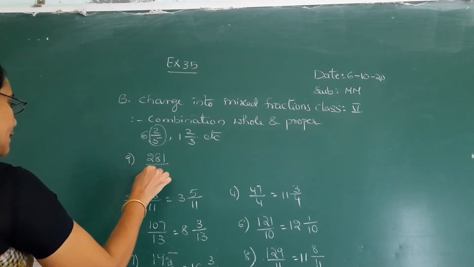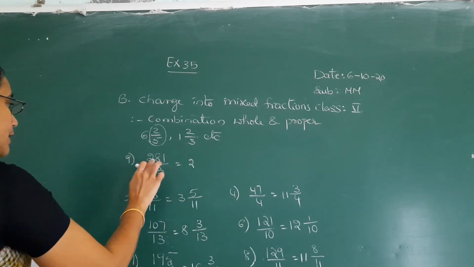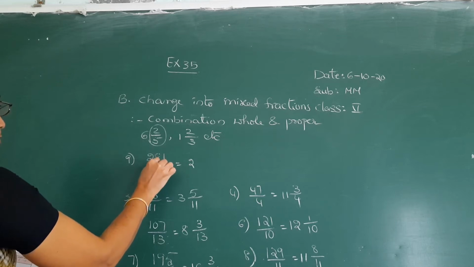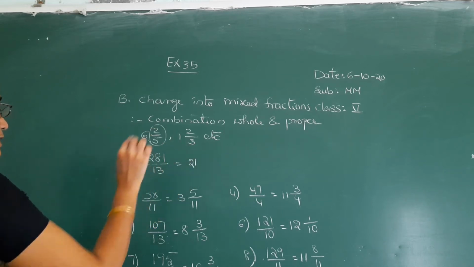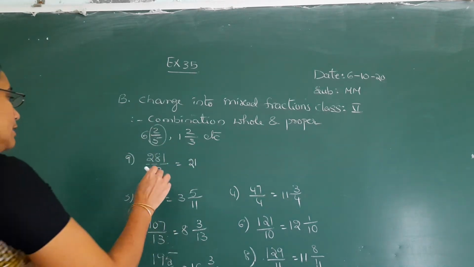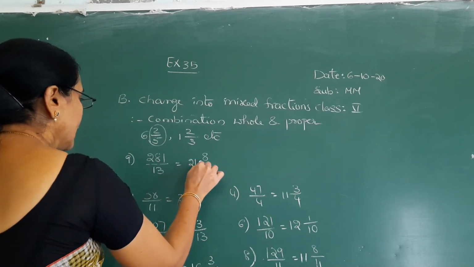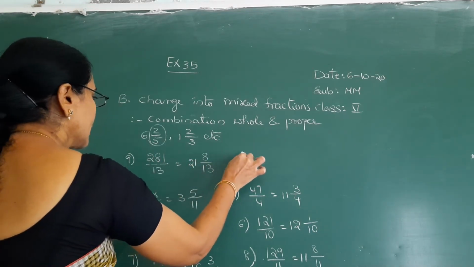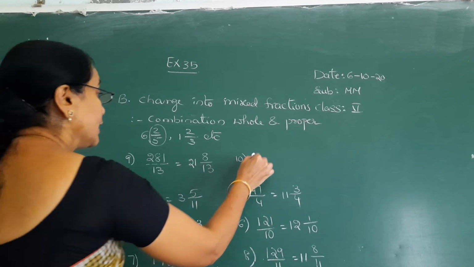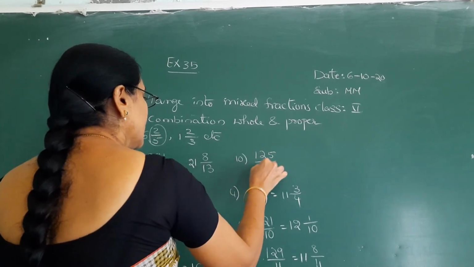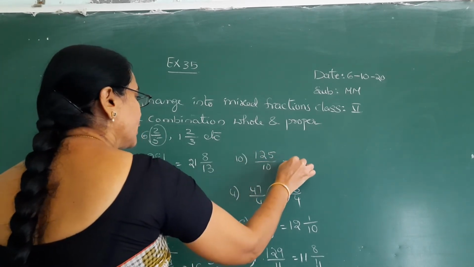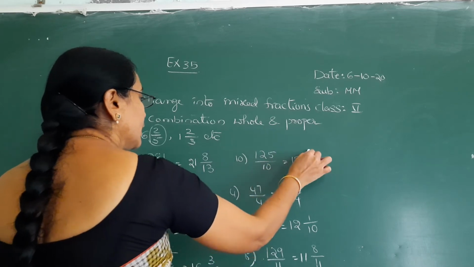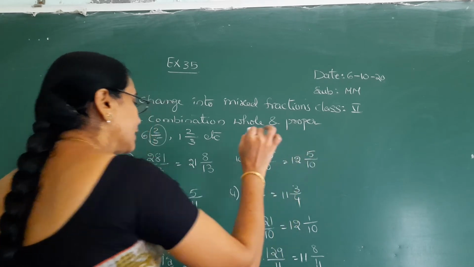281 by 13. 13 twos are 26 and remaining is 2, 21 it is. 13 ones are 13 and 21 minus 13 is 8. So 8 by 13. See the 10th one. 125 by 10. 10 12s are 120 and remainder is 5 divided by 10.